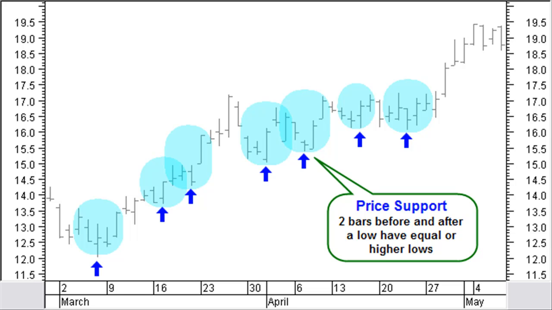The most reliable reference is price support and resistance, and the main item here is price turning points. In an up move, we define a pivot support point when there is a low price with the two bars before and after this low having equal or higher lows.